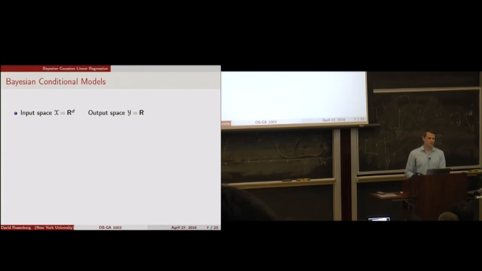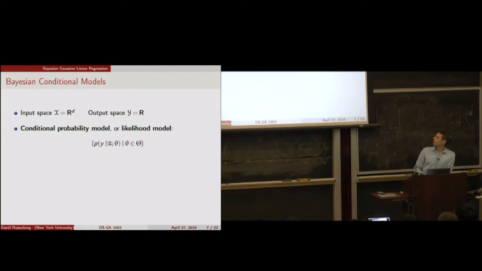OK, so Bayesian conditional models. Now we're back in a predictive setting where we have an input space and an output space. Our input space, as usual, is R^d. Output space is the reals. Now when we write down our likelihood model, or conditional probability model, before it was just p(y | theta). Now we've put the x in the conditional, because we're going to predict the distribution of y given an input x. It's a regression setting, input to output. All right?